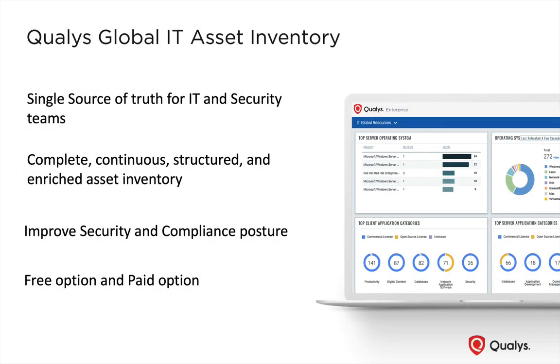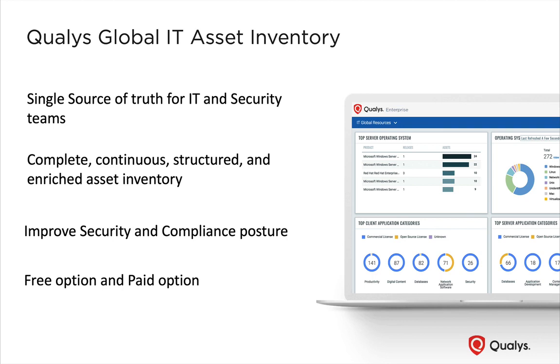So the point of this particular application called Global IT Asset Inventory is to provide a single source of truth for your IT and security teams. It allows for a complete, and that's an important word, a complete set of data, meaning we're going to collect data from various locations using various tools. Continuous: so we're going to actually update our content regularly using Qualys sensors. Structured: so we're not only going to take this complete data that is continuously populating the Qualys platform, but we're actually going to normalize and categorize it so that it makes sense and so that you can manage it.